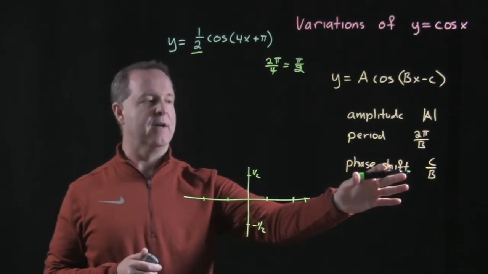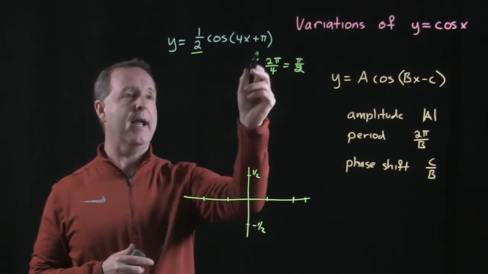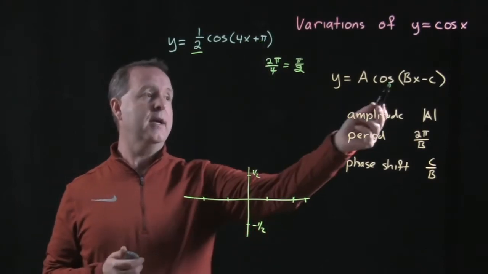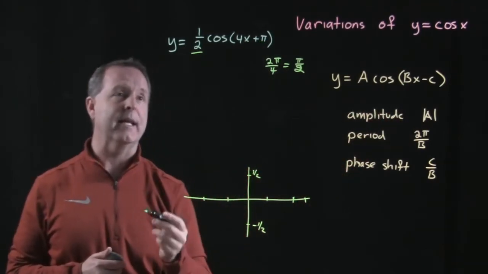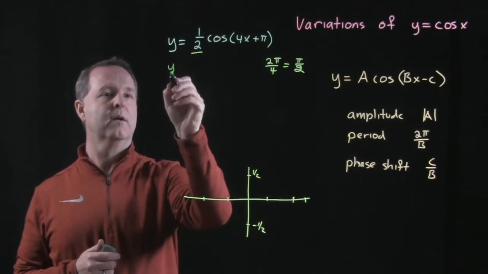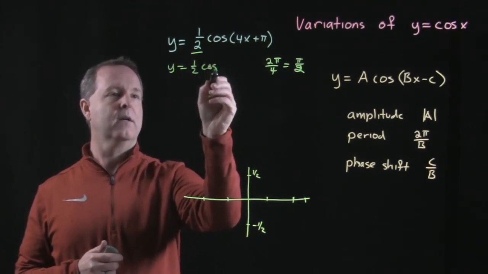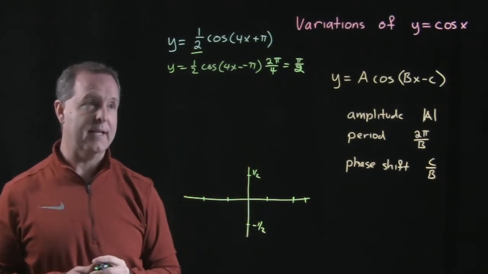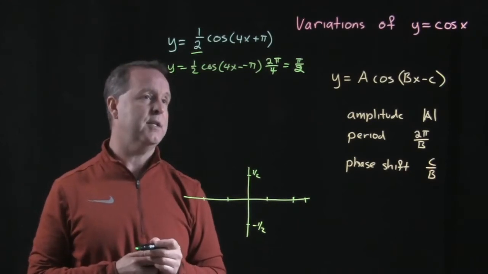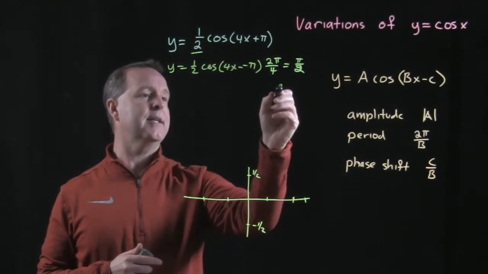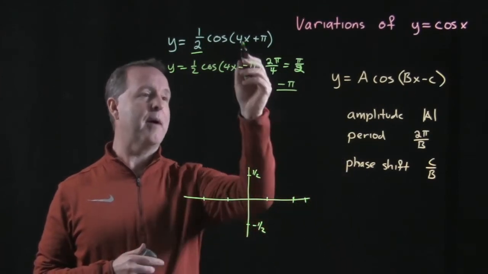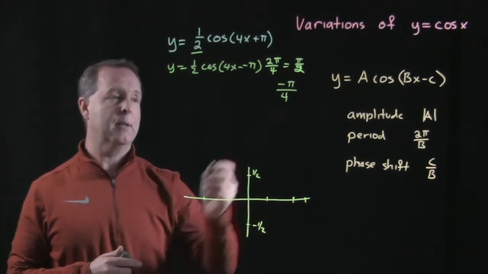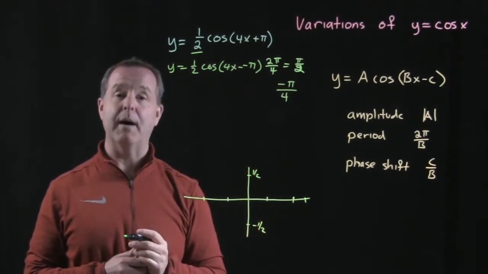We know that this graph runs a full cycle only over the course of pi halves. And now let's look at the phase shift. The phase shift is taking our value of c, but notice it's written as 4x plus a value. It needs to be in the form bx minus c. So let's rewrite that as y equals 1/2 cosine of 4x minus a minus pi. Those are the same, but now it's written as a subtraction. So my value of c is negative pi divided by my b, which is 4. And so my phase shift, or my starting point, is at negative pi fourths.